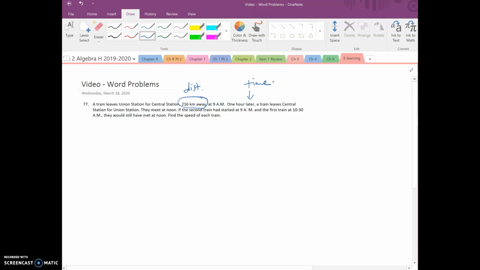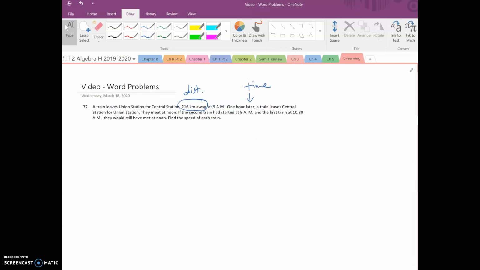So what I do in this situation, when I realize I'm going to have to calculate something with distance and with time, is I make a distance and time chart. Actually, there's three parts to it. It's not just distance and time. Do you know what the third element is that's going to be important? It's what the question asks for. The question asks for the speed of each train.